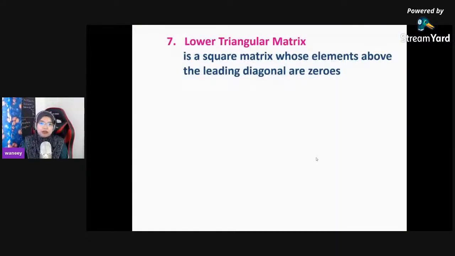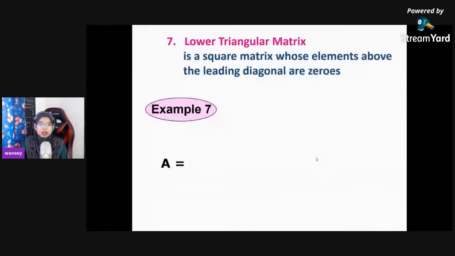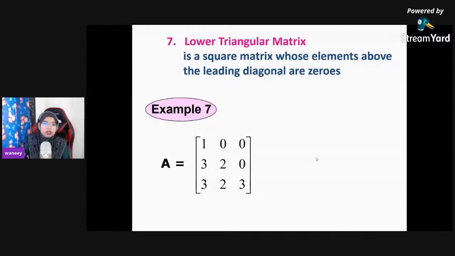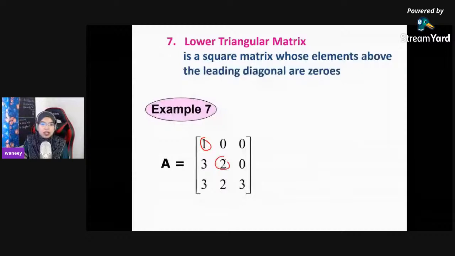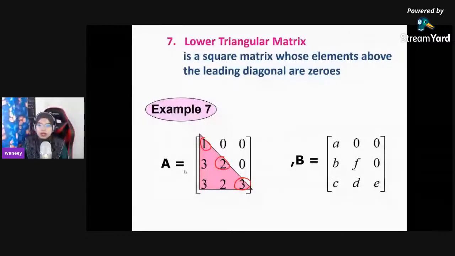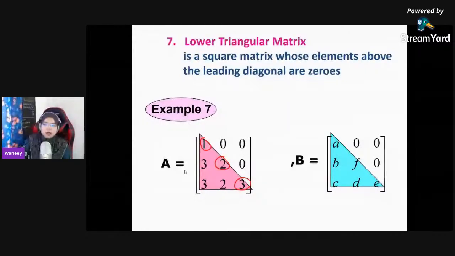Okay, so now a lower triangular matrix is a square matrix whose elements above the leading diagonal are zeros. For example, over here the leading diagonal is 1, 2, 3, so above the leading diagonal are all zeros. So this is a lower triangular matrix. Another one: A, B, F, C, D, E represent a triangle, and then above them everything is 0. So this is a lower triangular matrix.